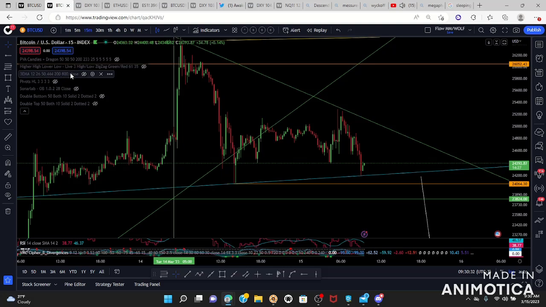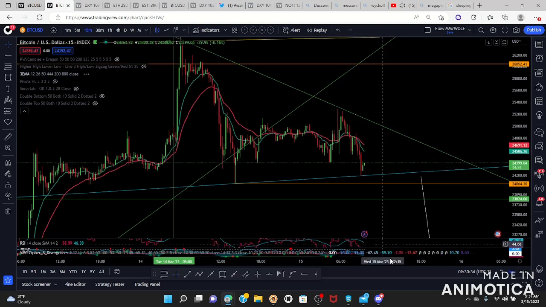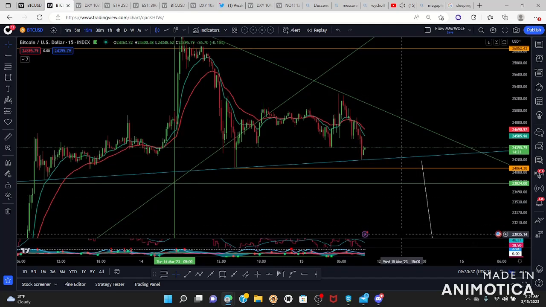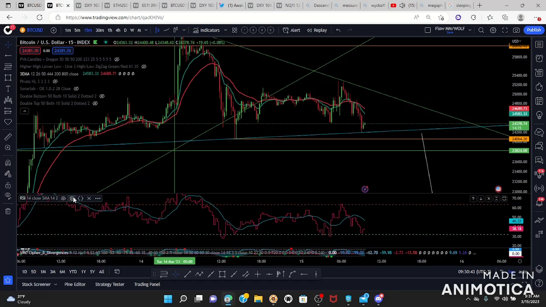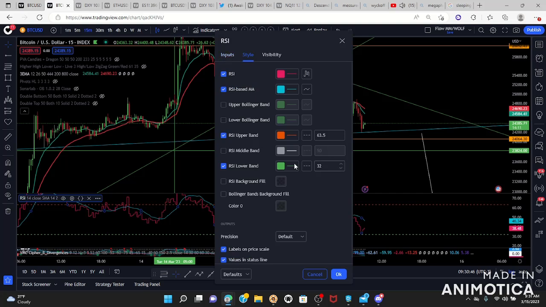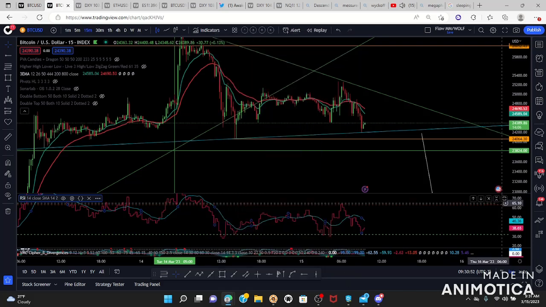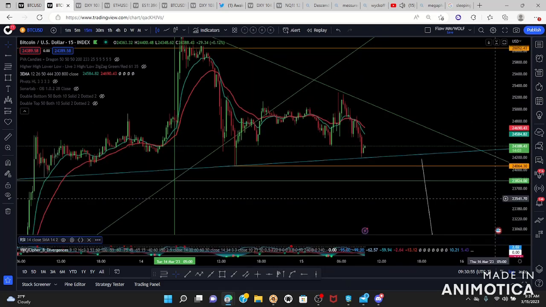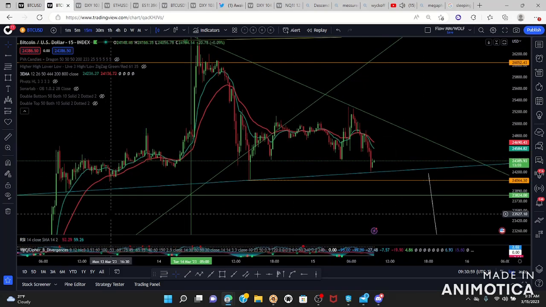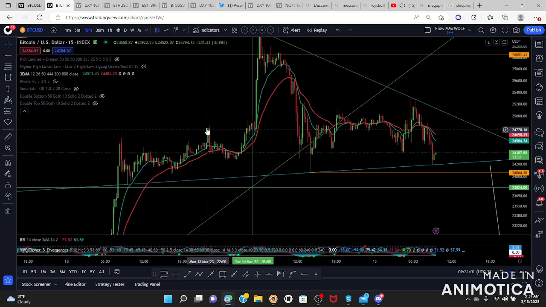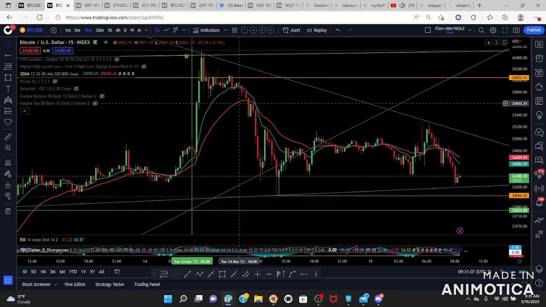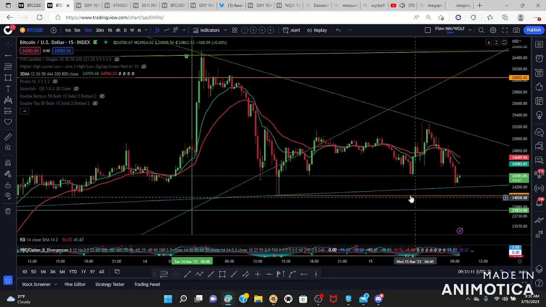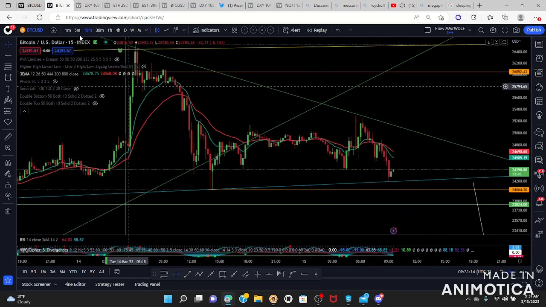So let's turn on 12 and 26 EMAs again. For me to scalp or to trade, I do use my RSI as overbought, oversold. And let me show you really quick my RSI settings as I changed them. The style is set for the upper band 63.5 and then the lower band 32. Okay. So like you could visualize, price action above 12 and 26 is considered a bullish trend in my eyes when it comes to scalping, right? If price action is below 12 and 26, it's a bearish trend. So right now we're in a bearish trend.